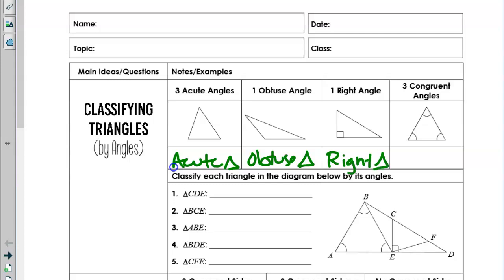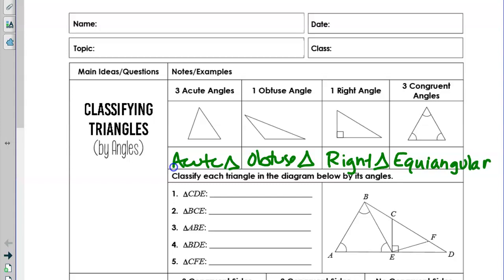What about if it's 3 congruent angles? Equilateral, you would think, but no. Equiangular. What's an equilateral? It's also going to be equilateral, but when we talk about the angles, classified by the angles, it's equiangular. That could be a new term for you, depending on what your teacher went over.